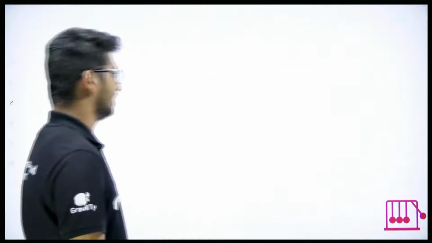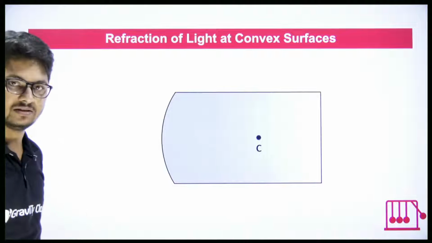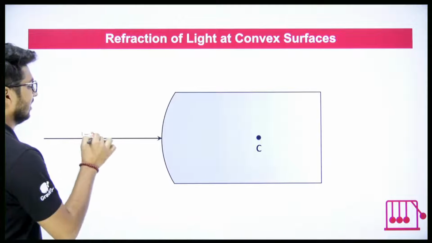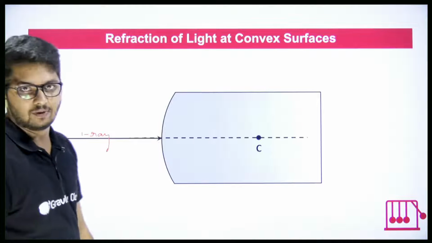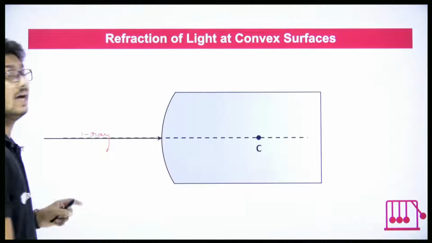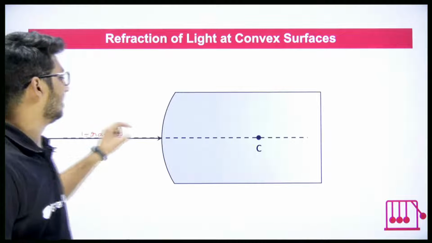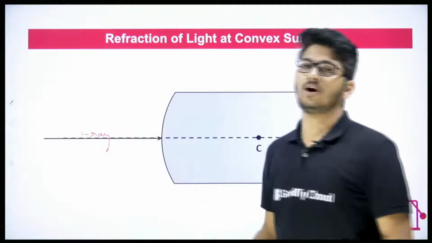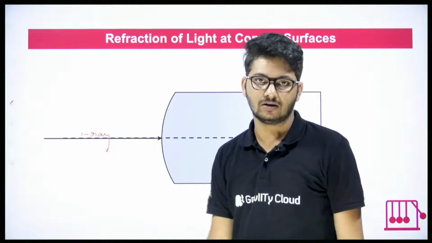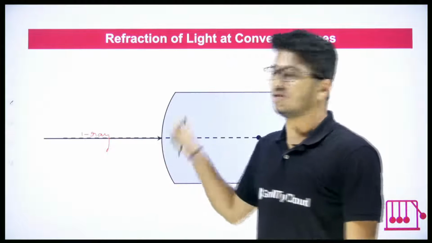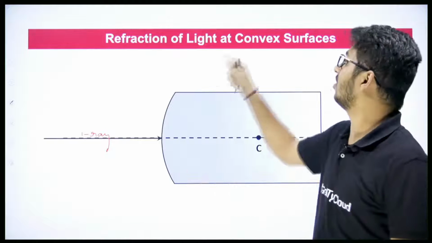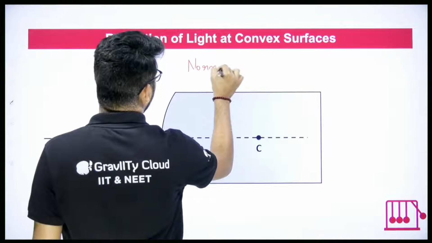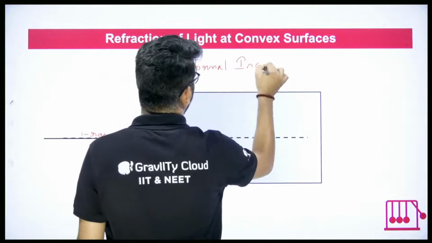The simplest case next would be normal incidence. That is, if I have an incident ray, if this is the incident ray, and if I draw the normal at that point, it passes through the center, and you can clearly see the incident ray is along the normal. It is parallel to the normal. So when the incident ray coincides with the normal, it is the case of normal incidence.